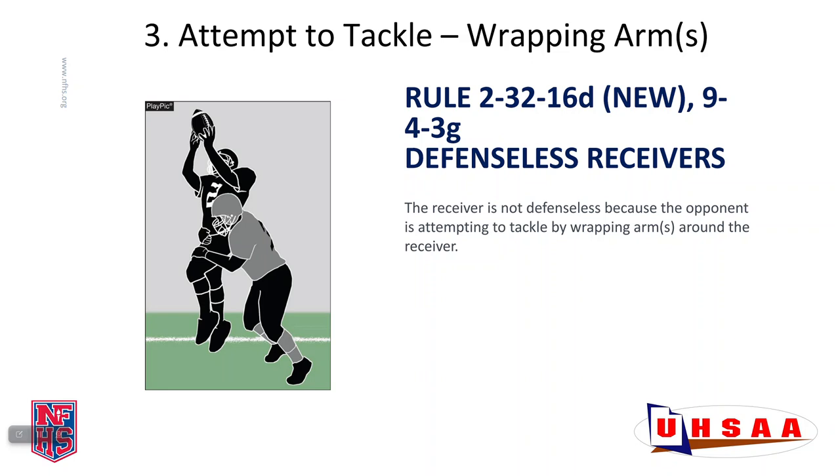Next, an attempt to tackle by wrapping the arms. Here the player in the gray wraps his arms around the potential receiver. It is not defenseless because the opponent is using a wrap-up tackle technique, and this is legal contact. So those are the three ways that you can contact the receiver legally.